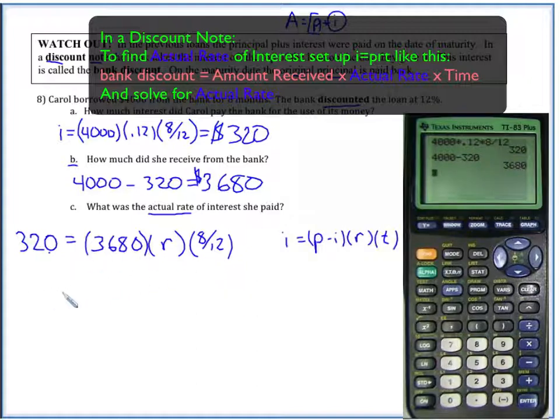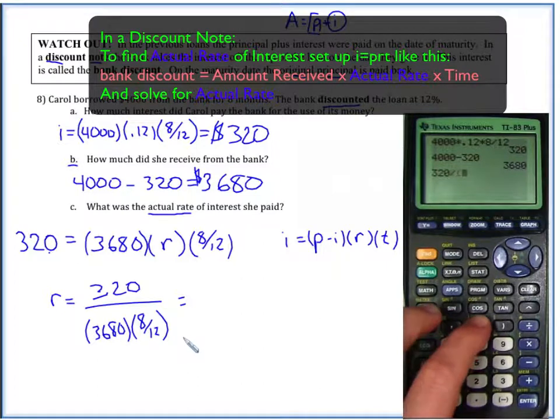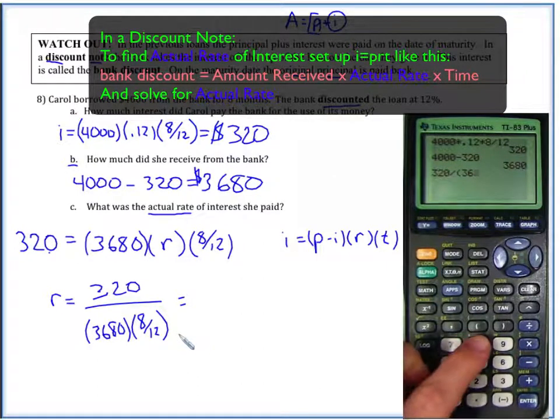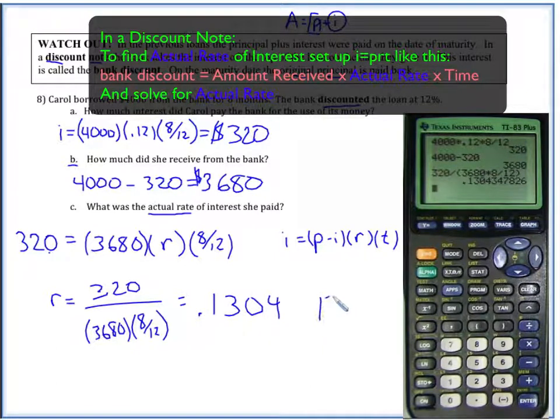So looking at this to find your rate, it's going to be 320 divided by 3,680 times 8/12. Okay, so 320 divided by, and then 3,680 times 8 divided by 12. And then if we want to turn this into a percent, so it was 0.1304, we could change this into 13.04%.